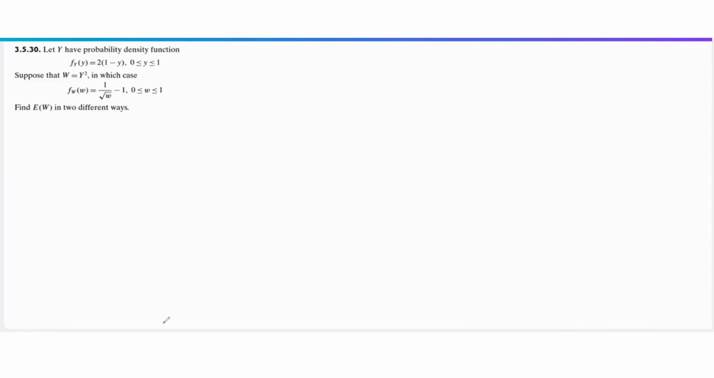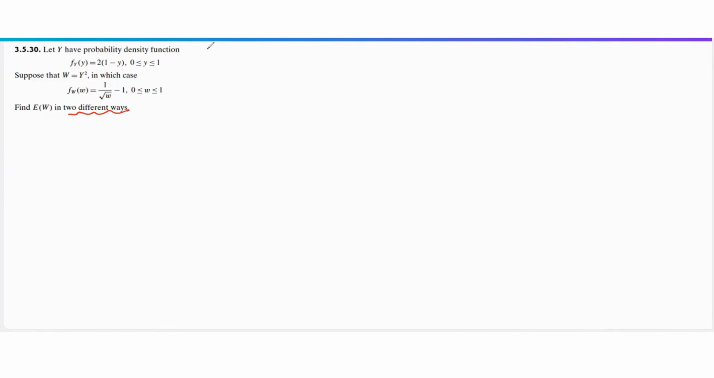We're given this question where we want to find the expected value of a function of a continuous random variable. We're given the PDF of Y, and then we're told that W is a function of Y, and we're given the PDF for W. And we're asked to find the expected value of W in two different ways. Let's look at what these two different ways are.